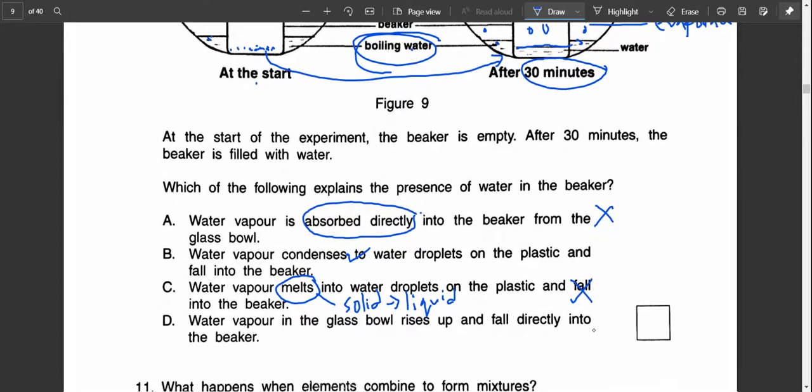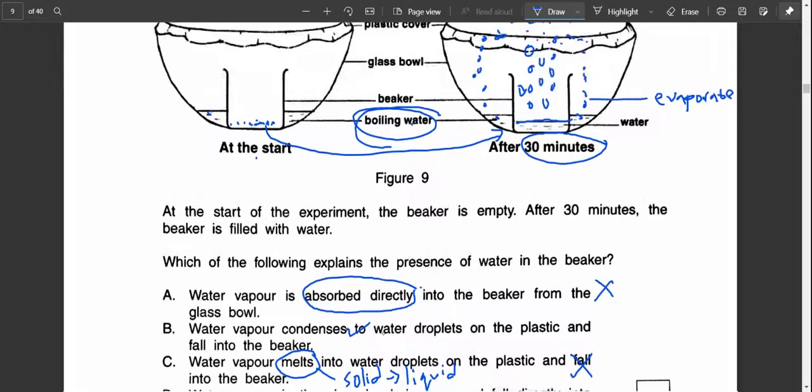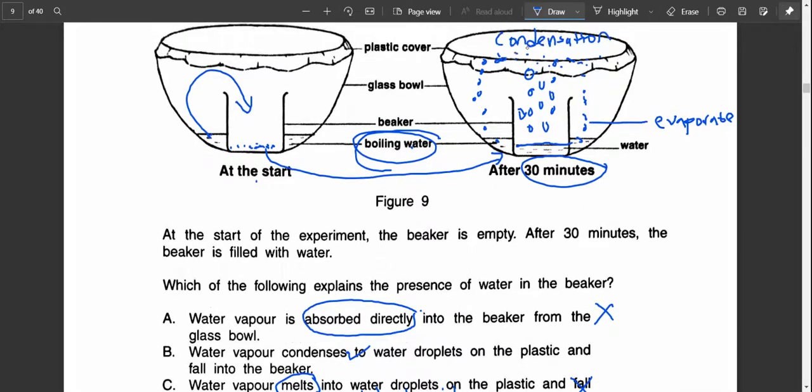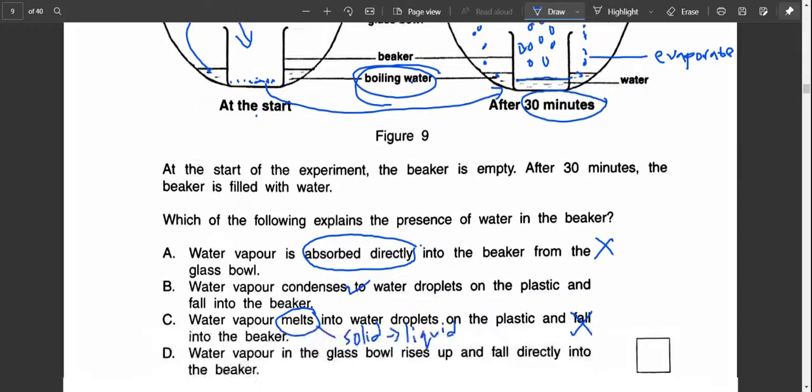D, water vapor in the glass bowl rises up and falls directly into the beaker. Rises up, but it means that it will just go up and come down like that. No, that shouldn't happen. You need to touch the plastic first and then it goes down. Therefore D is also out. Therefore the best answer for this question is B.